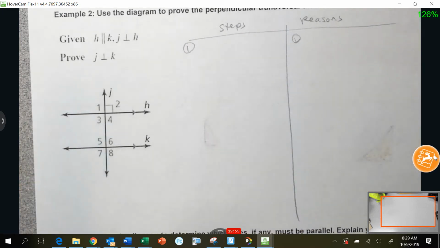Okay, never done this proof before. Who can do first step, first reason? Only one person? I'm scared. You all can do it. Do it. Do it on there. Yes, you and everybody else.